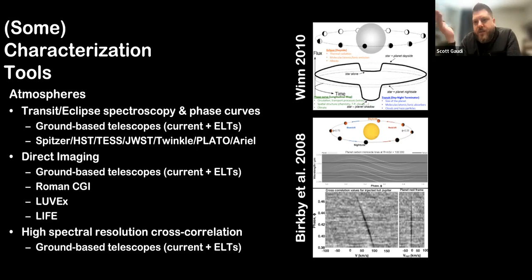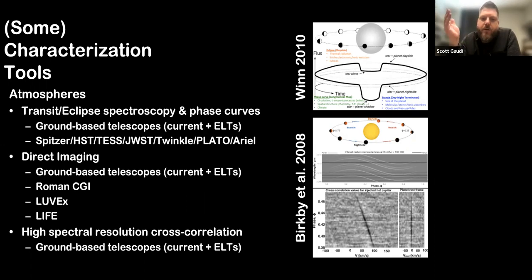Direct imaging is one of the best ways to characterize the atmospheres of planets. So we can do this with ground-based telescopes for the planets we can detect today via direct imaging. We'll be able to do this for some planets with Roman CGI, and then something like LUVEX, of course, will do this for a fairly broad range of planet properties and start doing comparative exoplanetology of the atmospheres of planets with a wide range of masses and separations. And I'll also mention here the ESA mission proposal LIFE, which is a mid-infrared interferometer.